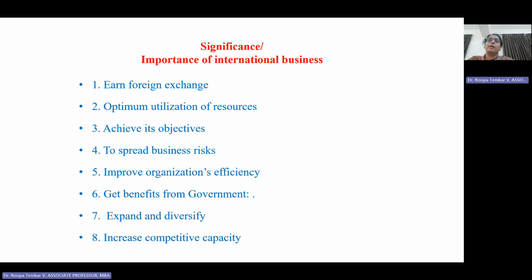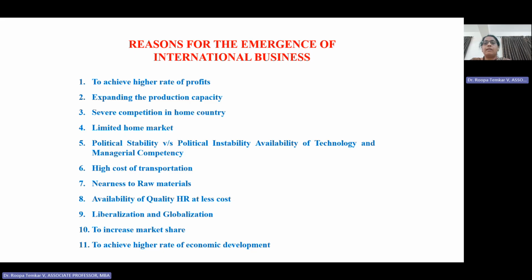Suppose if we are operating in one or two countries, that can be expanded to a few more countries. Like that, we can diversify by using all possible resources and increase competition among the businesses. So these are the importance of international business, so that everyone has an opportunity to spread their business anywhere in the world.